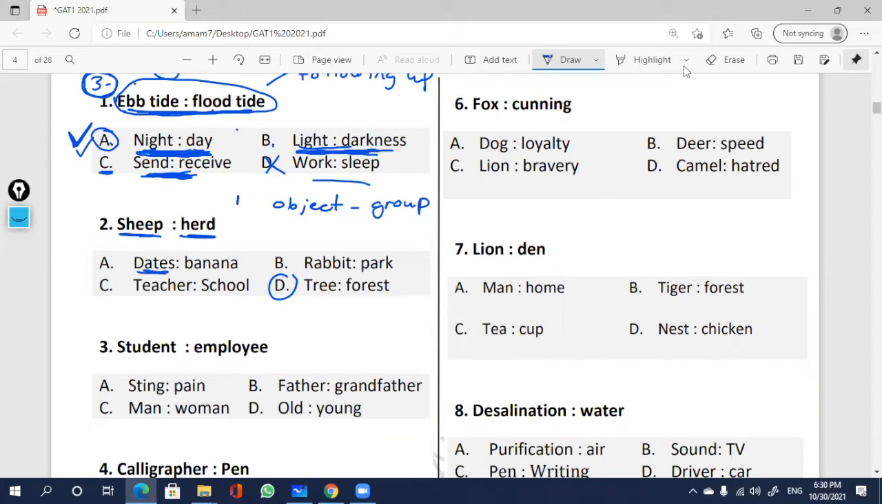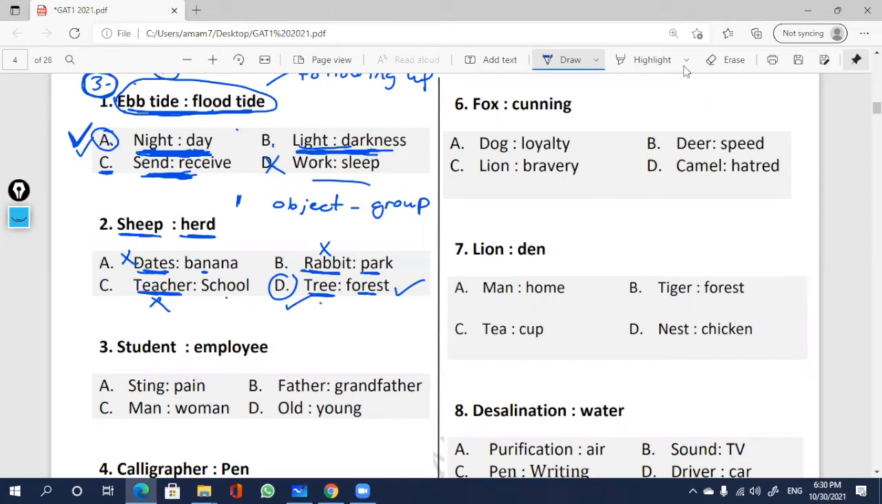Is this one an object and this one the group? No. Is this one an object and this one the group? No. Is this one an object and this one the group? No. Is this one an object and this one the group? Yes. So this is the correct answer.